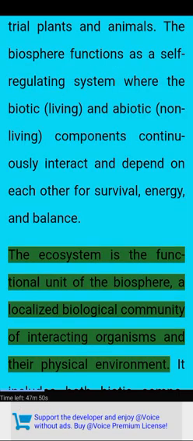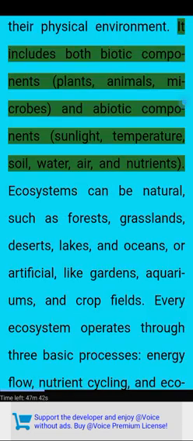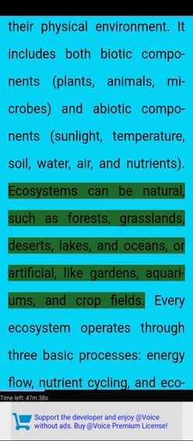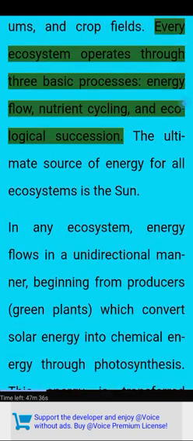The ecosystem is the functional unit of the biosphere, a localized biological community of interacting organisms in their physical environment. It includes both biotic components (plants, animals, microbes) and abiotic components (sunlight, temperature, soil, water, air, and nutrients). Ecosystems can be natural, such as forests, grasslands, deserts, lakes, and oceans, or artificial, like gardens, aquariums, and crop fields. Every ecosystem operates through three basic processes: energy flow, nutrient cycling, and ecological succession.